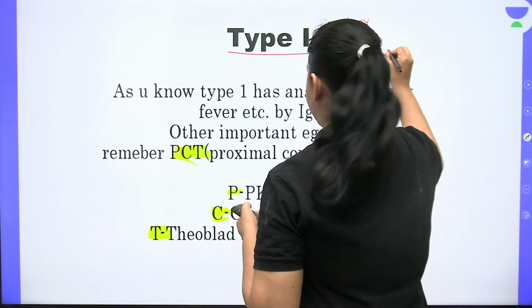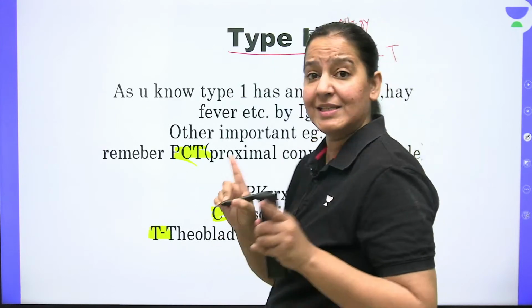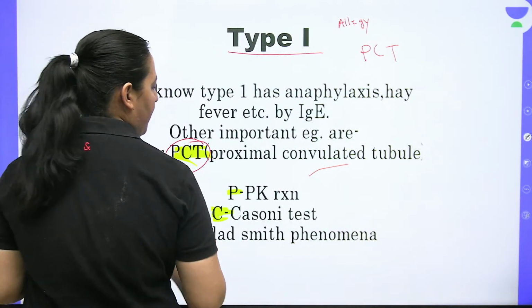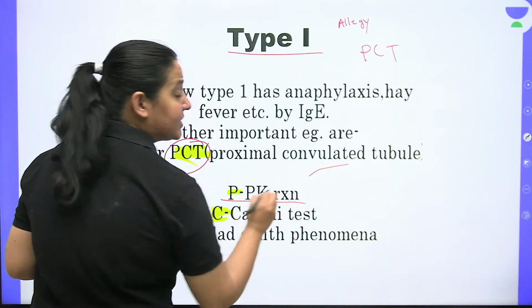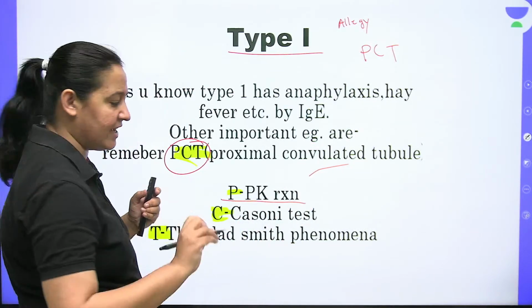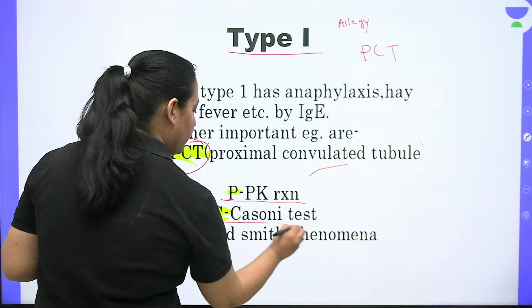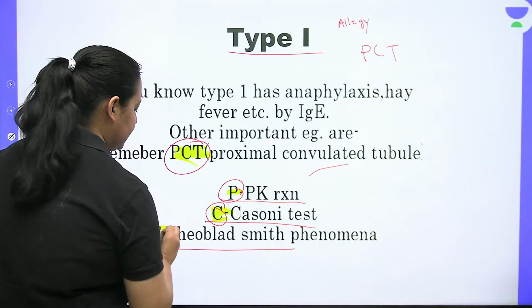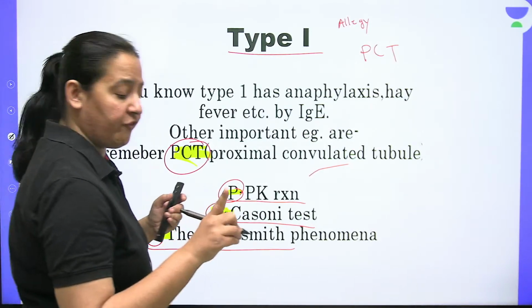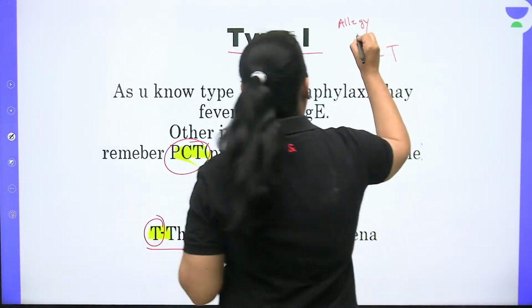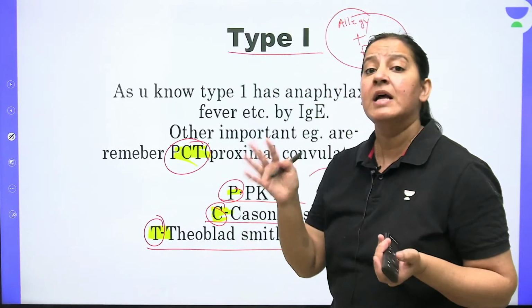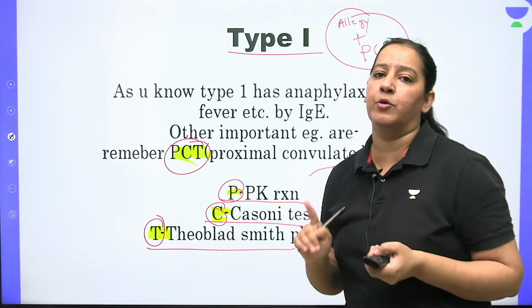The mnemonic is PCT. What is the full form of PCT? Here you can see the full form of PCT. P is Prausnitz-Kustner reaction. It is a previous year question. C is Casoni test, and T is Arthus phenomenon. So PCT is the mnemonic of type 1 hypersensitivity along with allergies. You already know asthma, hay fever, atopic dermatitis. So along with the allergies, learn the mnemonic PCT.